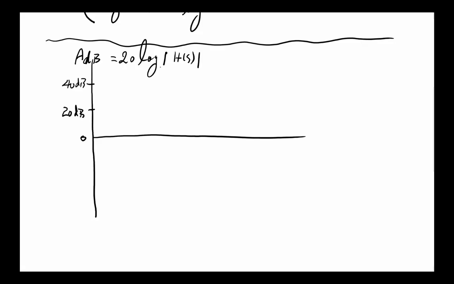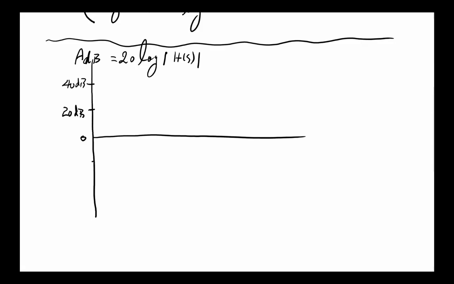At 20 dB, we are saying that H of S is equal to 10, because log of 10 is 1 times 20 gives us 20 dB. Then what is 40 dB? 40 is saying that H of S is 100. So even though these are equal steps, this is going from a gain of 1 to a gain of 10, and from a gain of 10 to a gain of 100. That is the power of log. It allows us to cover a much broader range in a smaller space.